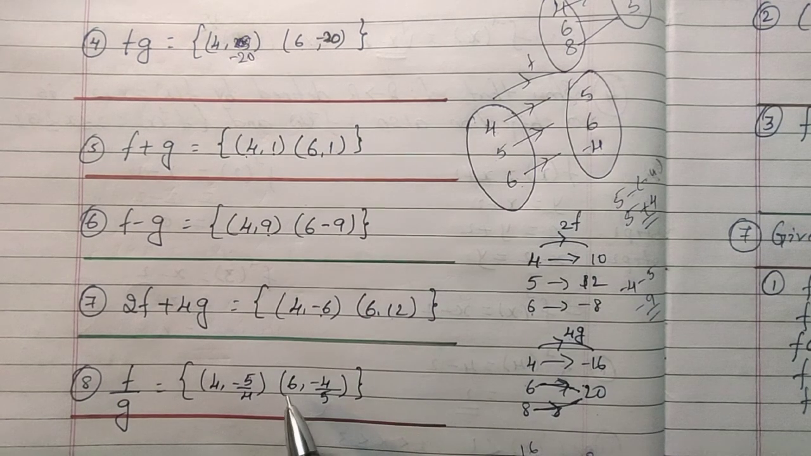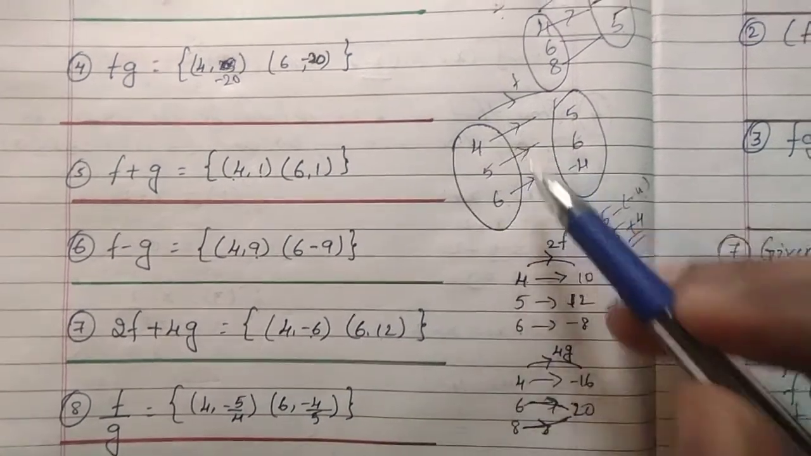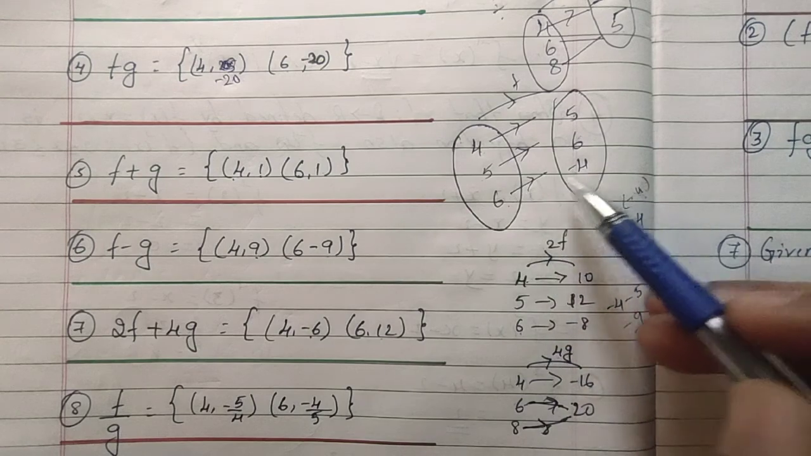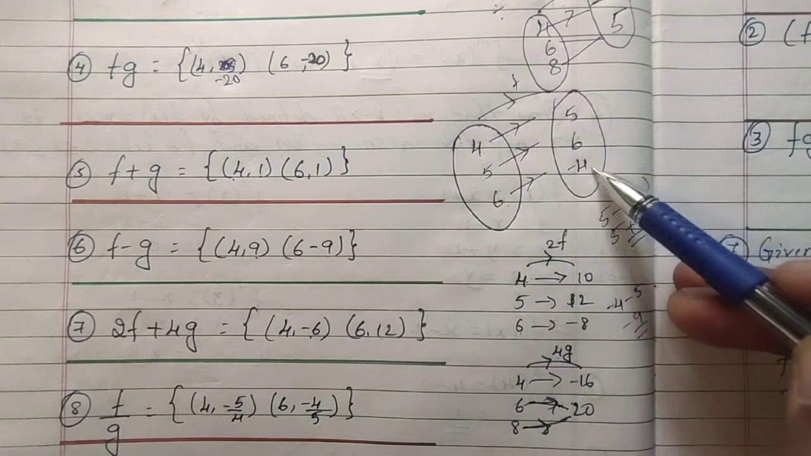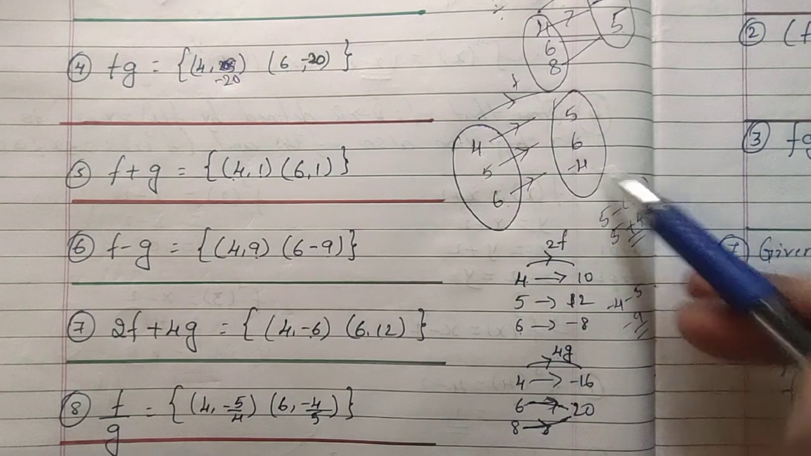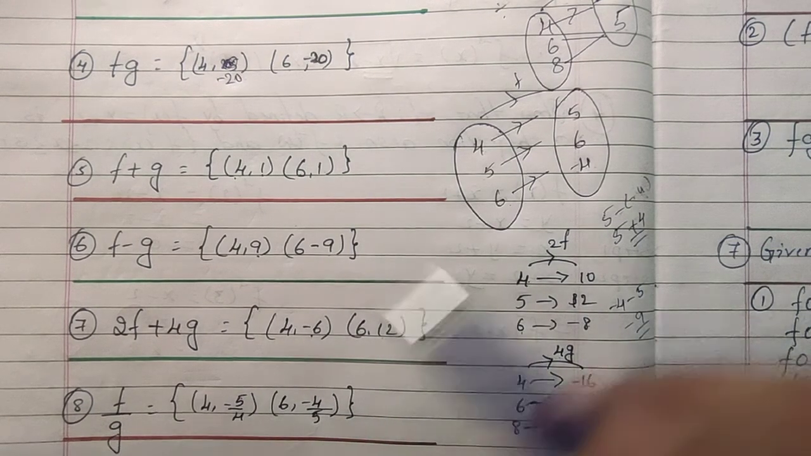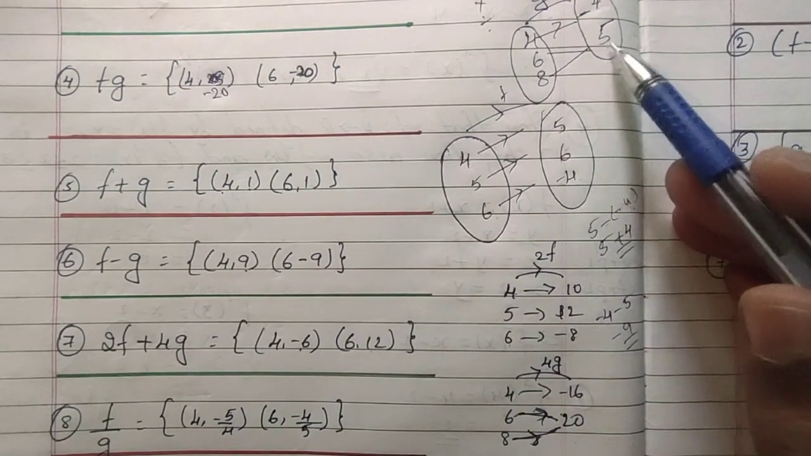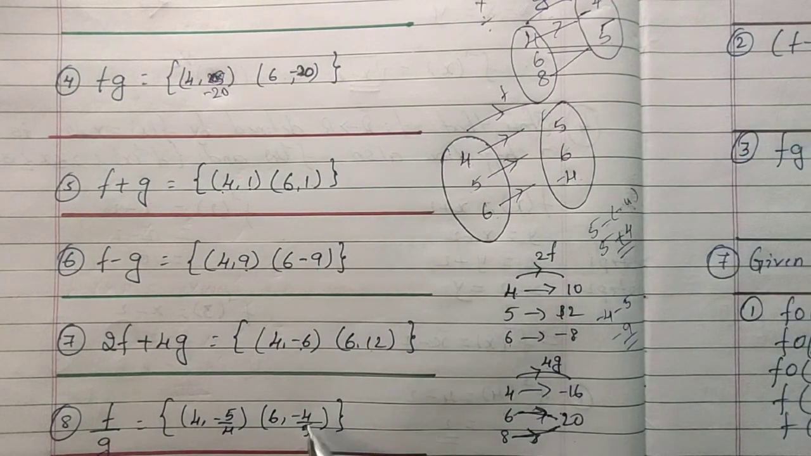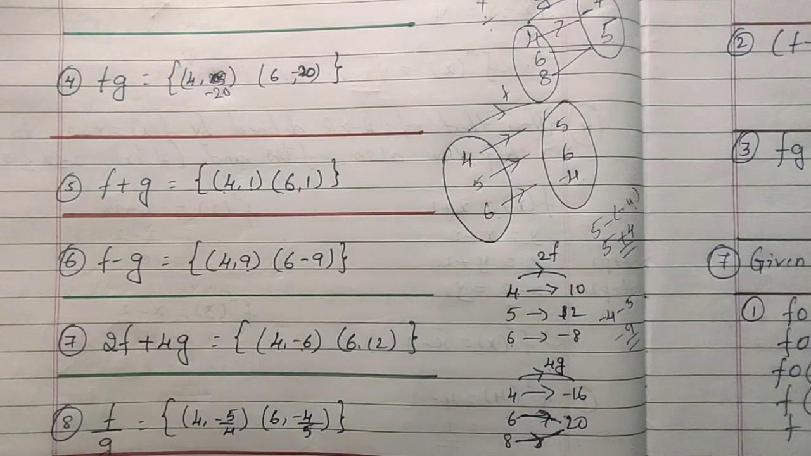Next, when the domain is 6, what is f function? When domain is 6, range is minus 4. So minus 4. In g function, 6's range is 5. So for 6 it is minus 4 by 5. Okay. Next.